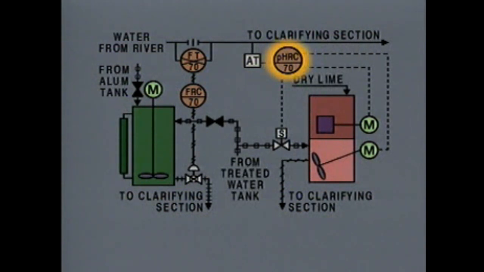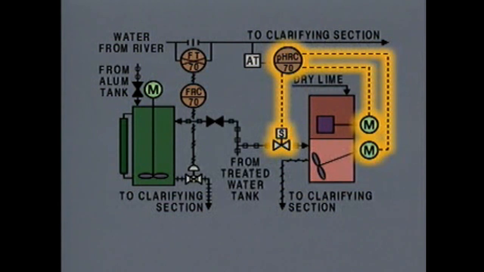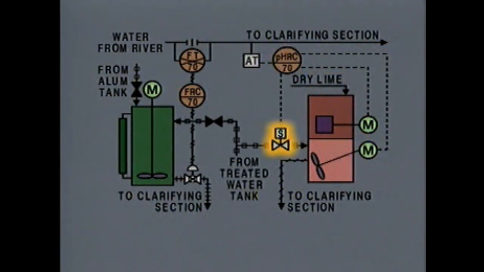When the pH of the raw water is too low, the controller sends an electrical signal to the solenoid-operated control valve, to the mixer motor, and to the motor on the lime shaker. The solenoid opens the valve to admit water to the tank, and the two motors start to operate. As treated water and dry lime enter the tank, the mixer mixes the water and lime. The mixture flows out of the tank to the clarifying section.